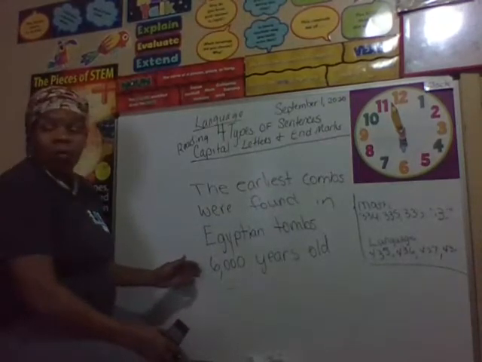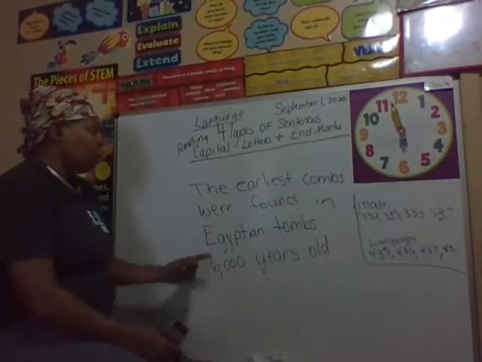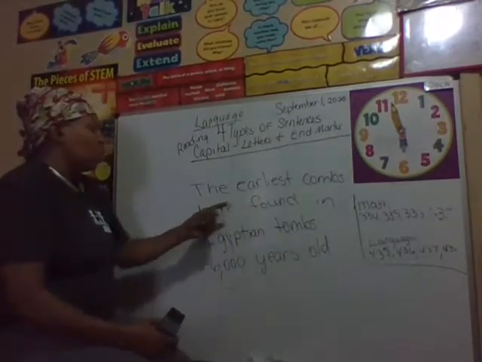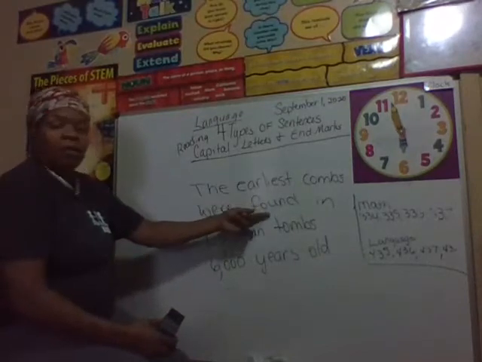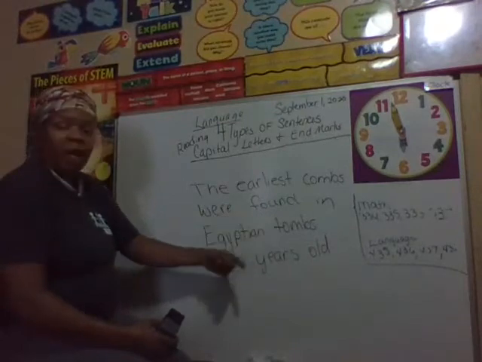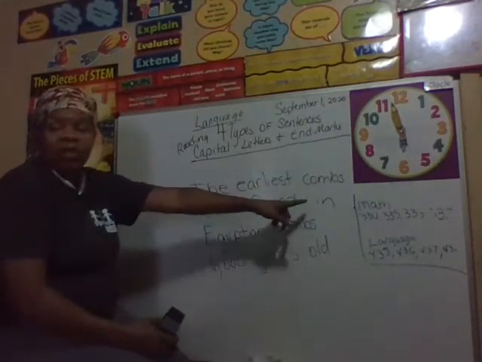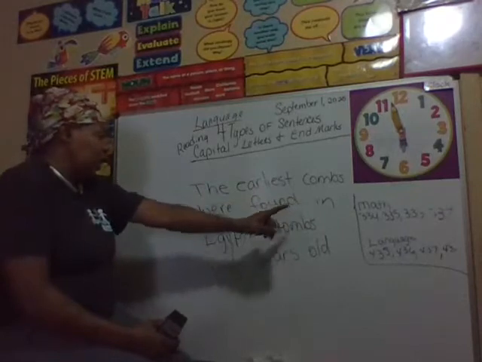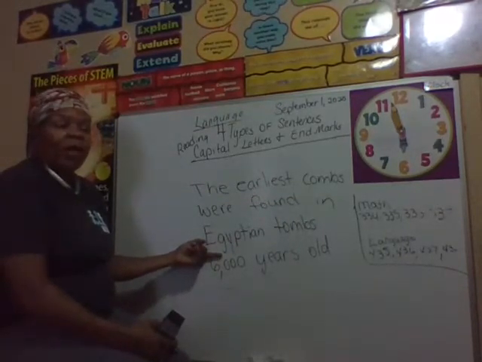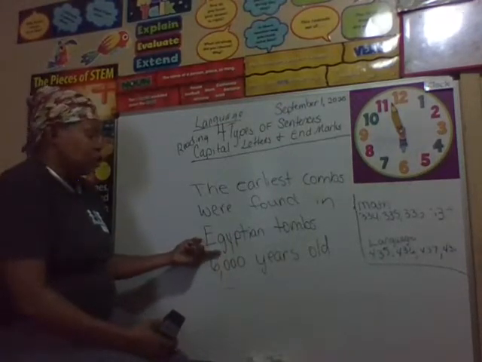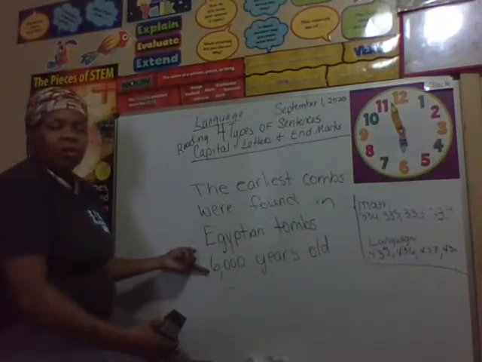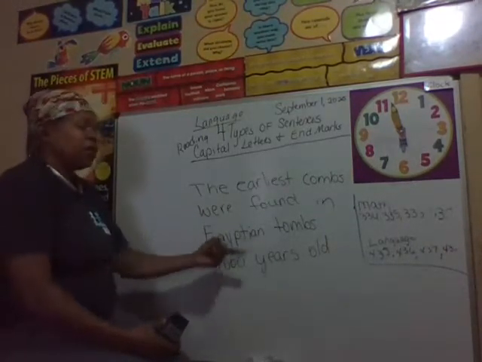How old were the tombs, I mean? The tombs were how old? They were 6,000 years old. How do we know we're talking about the tombs? Because it says the earliest combs were found. Were found, were what? Were found where? In. Preposition, location, in, where? See how this what, when, where, and how is working? Egyptian tombs. How old were they? 6,000 years old. The Egyptian tombs were 6,000 years old.